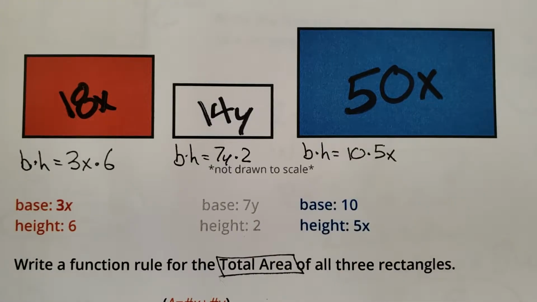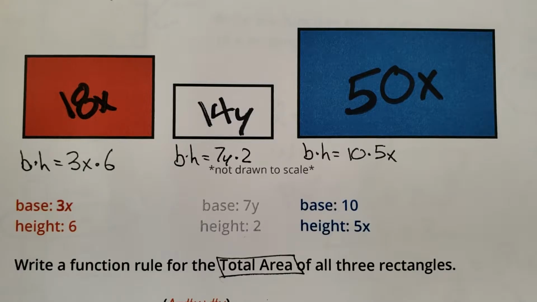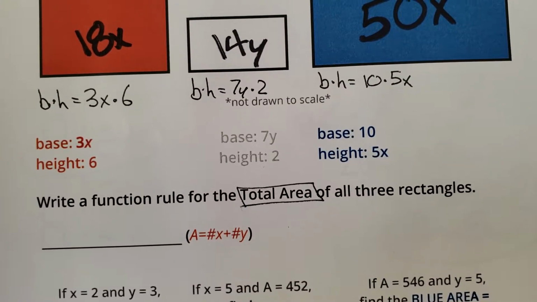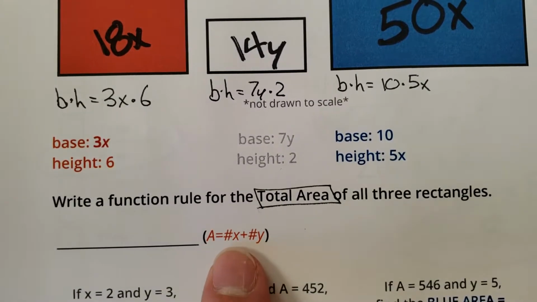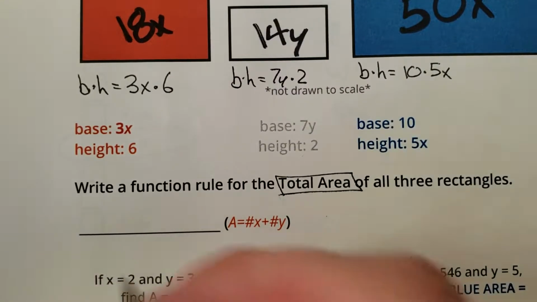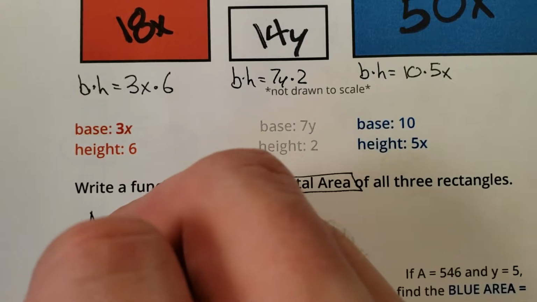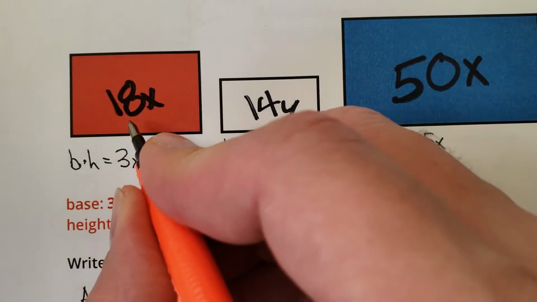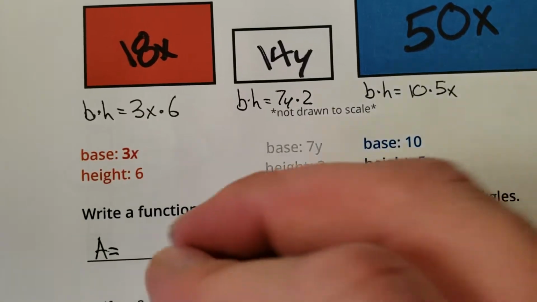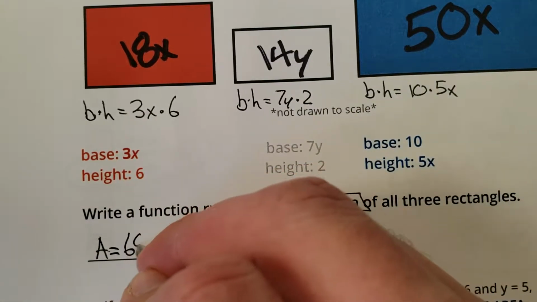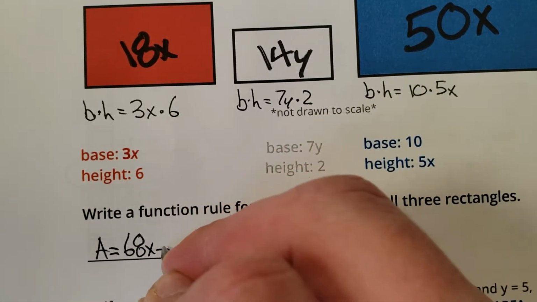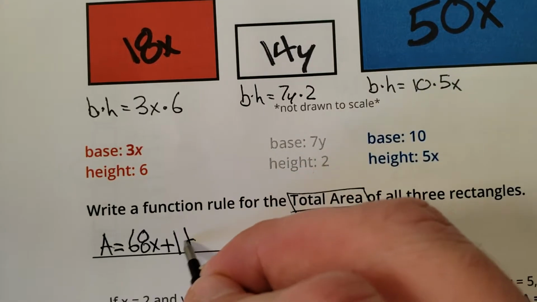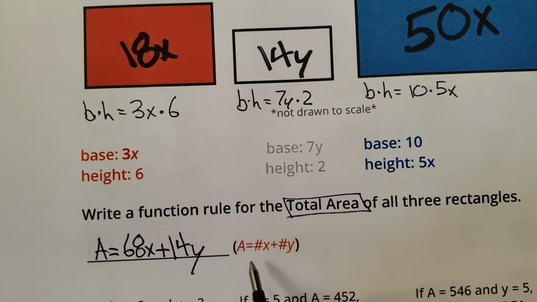That's gonna be the number one thing you should do when attacking this problem because look what it says. It says, write a function rule for the total area of all three rectangles. So here's the format, you should type it in. You would type area equals the number of x values. Well, there was 18 x's and there was 50 x's, so I would say 68x plus the number of y's. So we have 14y. So type it just like this format.